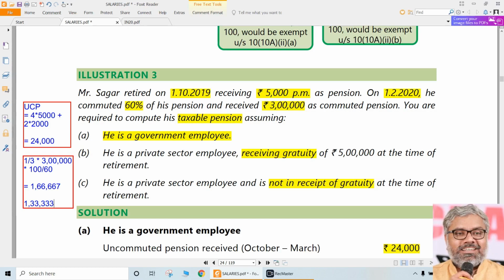How much gratuity he received, we don't care, but because he received gratuity, his exemption under 10(10A) will be only 1/3 of the commuted pension, which is 3 lakhs into 100 divided by the percentage of commutation. So 100 by 60. Had he commuted the whole of the pension, he would have received 5 lakhs, because he received 3 lakhs for commuting 60% of the pension. In that, only 1/3 is given as exemption. That means 1,66,667 is given as exemption, which means how much is taxable?